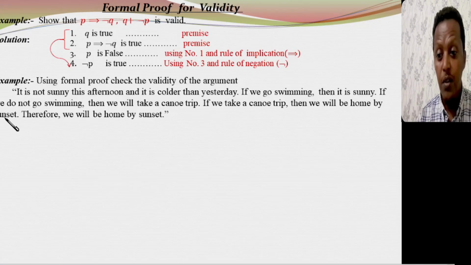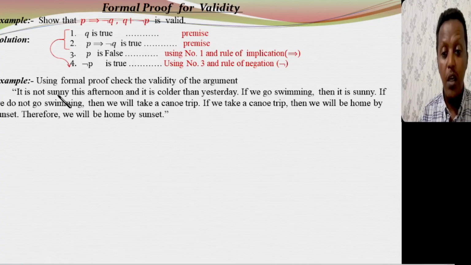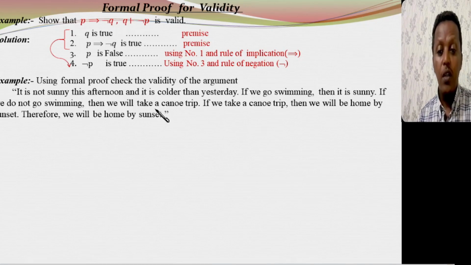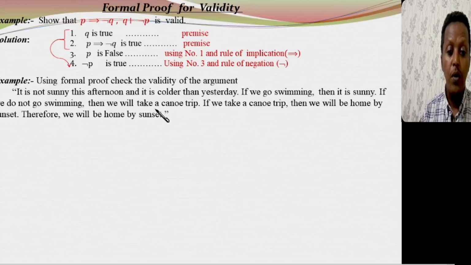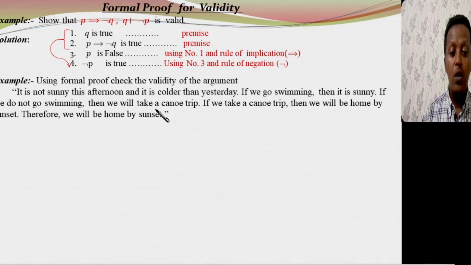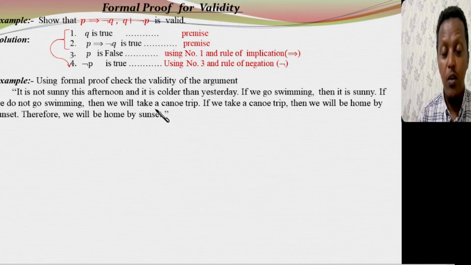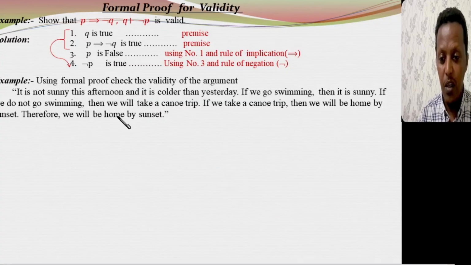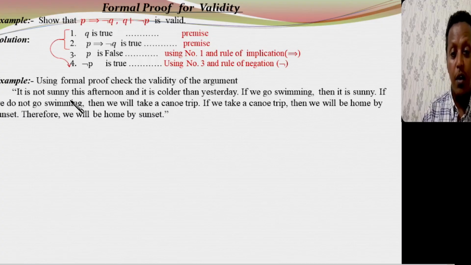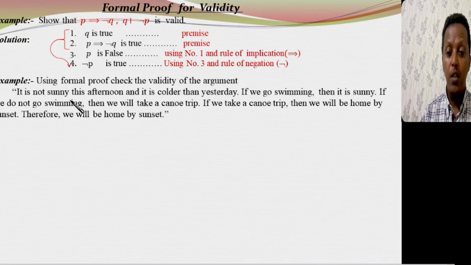Yes, we have 5 points: being sunny, being colder, going swimming, taking a canoe trip, and being home by sunset. So we have 5 points in the given argument. For each point mentioned in the argument, we need to take a variable representing the point.